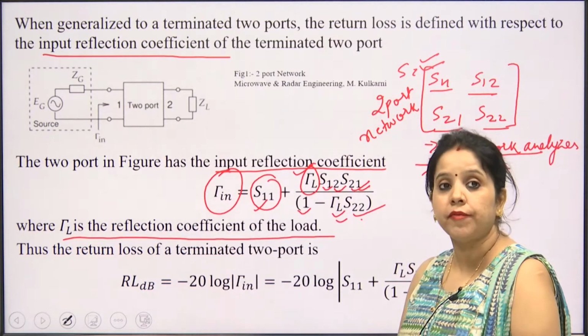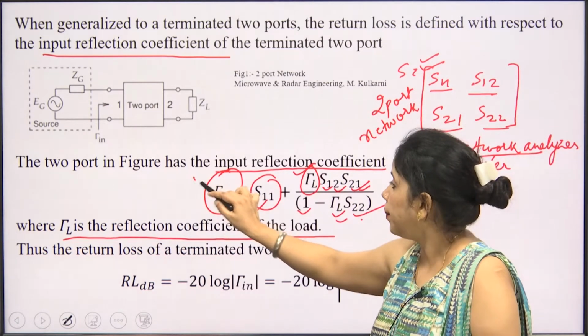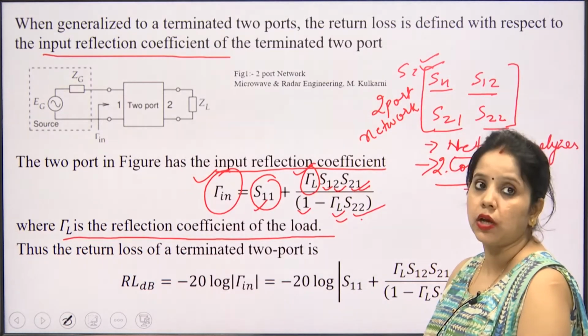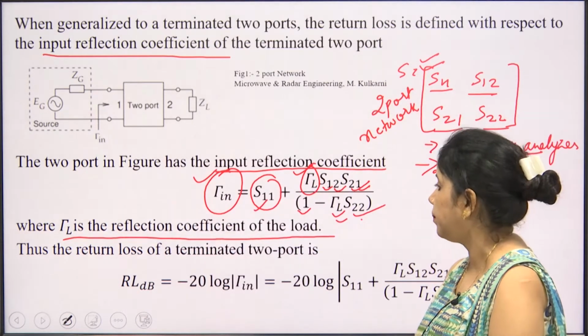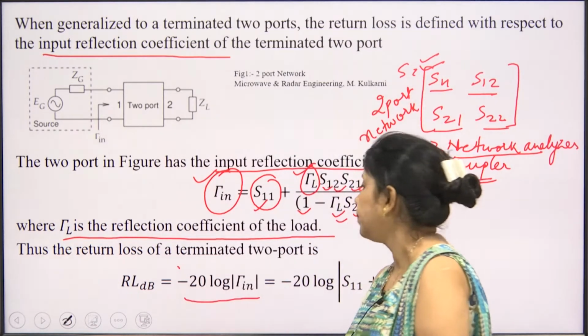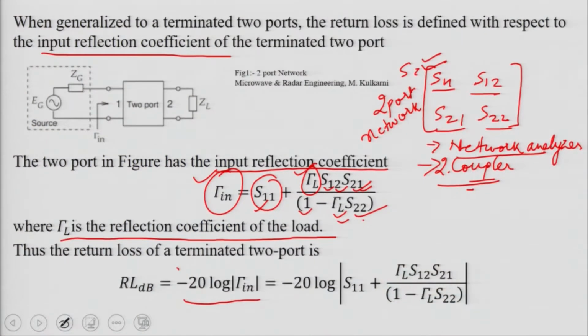So, when we are able to calculate the input reflection coefficient, we can calculate the return loss of a terminated two port network with this formula: -20 log tau n. And of course, when we expand the formula of tau n, the complete expression is like this, where we have just substituted the value of tau n, obtained here, into the final expression.